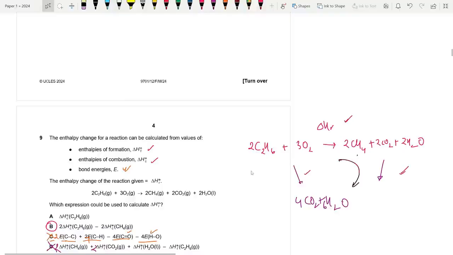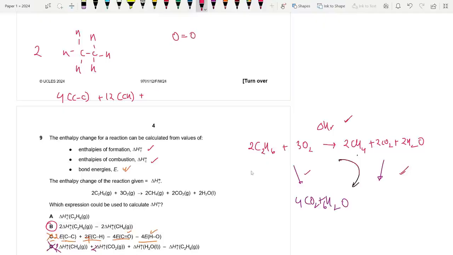So bond breaking minus bond making. If you look at bond breaking, what bonds are broken? As you can see, 2 CC bonds and 6 CH bonds over here: 1, 2, 3, 4, 5, 6. But there are 2 molecules of this, so that will be doubled. It will be 4 and 12. And then 1 oxygen bond over here, but 3 molecules, so 3 oxygen double bonds.